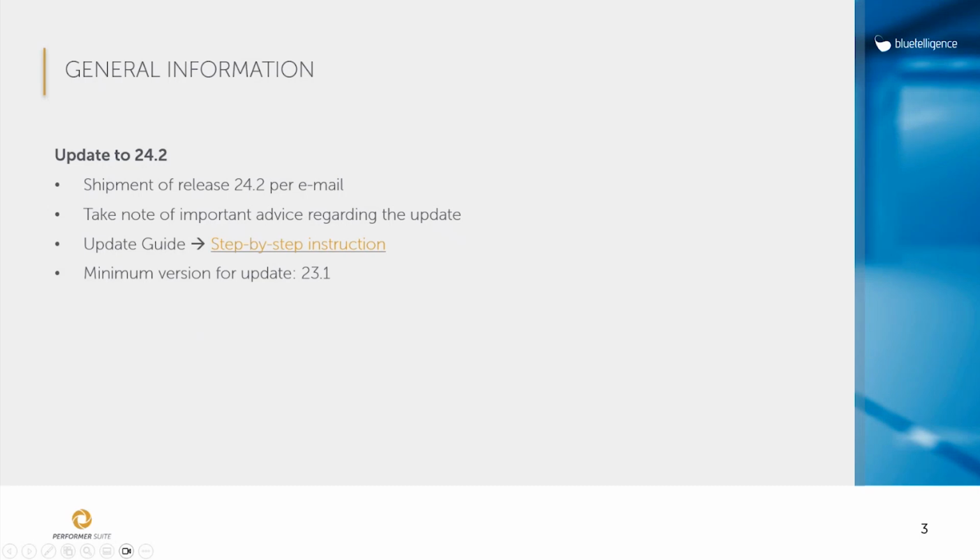Let's begin with some release-related information. The new release 24.2 was published a few weeks ago and you received the setup in the email. Alternatively, you can download the latest version from the portal. Please pay attention to the instructions in the email. So create a backup of the database to avoid data loss, and the minimum version required for this update is 23.1. So now let's move on to the new features of the Performer Suite, and we'll start with some general improvements.